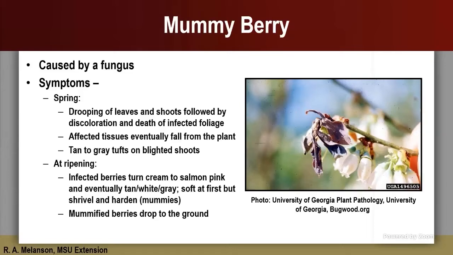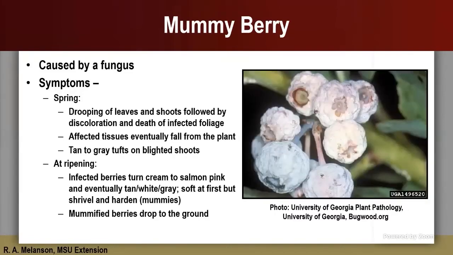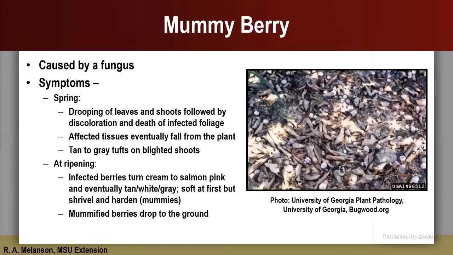And then at ripening, the infected berries can turn cream to salmon pink, as you see in this image. And so these berries begin to mummify of sorts and dry up, so they're called mummies. Infected berries will be soft at first, but then when they shrivel and harden, they may eventually drop to the ground. And then you may see the planting floor may look very similar to what you see in the image.